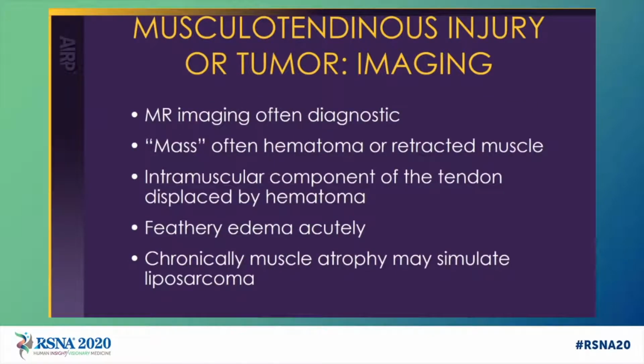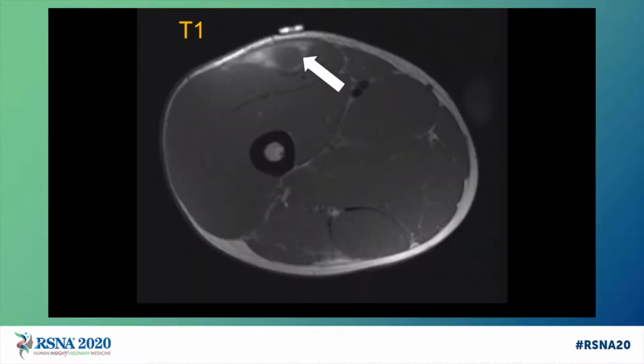In our and other people's experience, the MR imaging is often diagnostic, and while you may see a mass with hematoma, you will also see prominent surrounding feathery edema around the intramuscular portion of the tendon. Chronically, with atrophy, this can simulate liposarcoma. Here we see a typical example with a mass in the anterior thigh on the axial T1 weighted MR image. We can see areas of high signal intensity representing hemorrhage at the periphery of the mass.